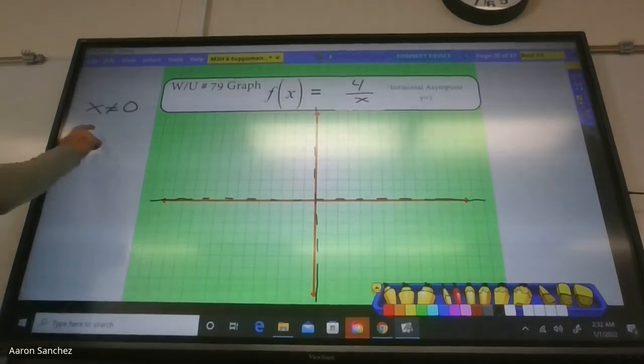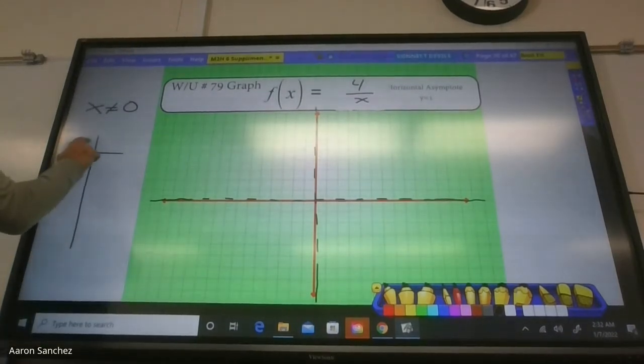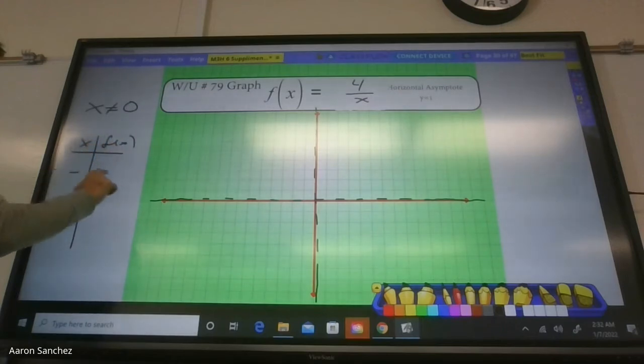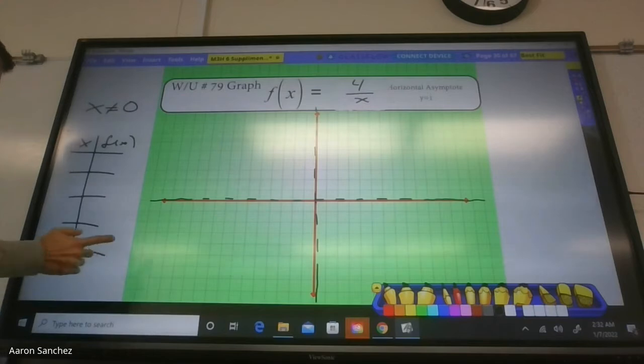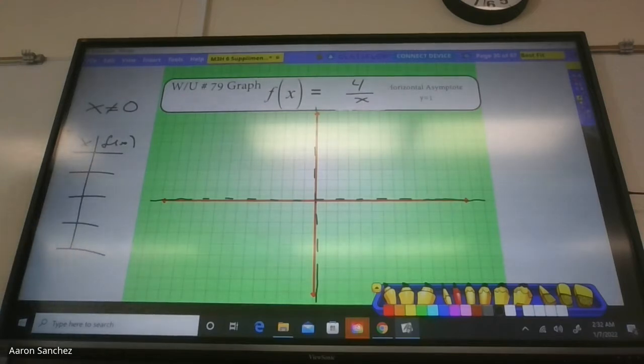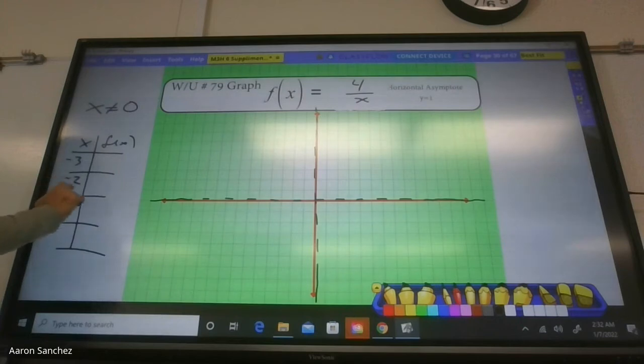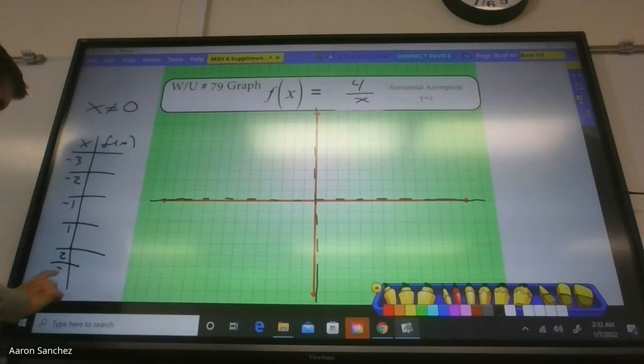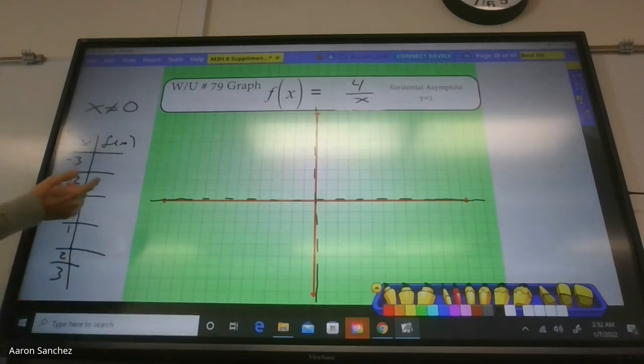And so let's go to x, f of x. We could test the limits, or we could just do points. This one I want to do points just because it's not that hard. -3, -2, -1. Can't do 0. 1, 2, and 3. Can't do 0. So 4 over -3.